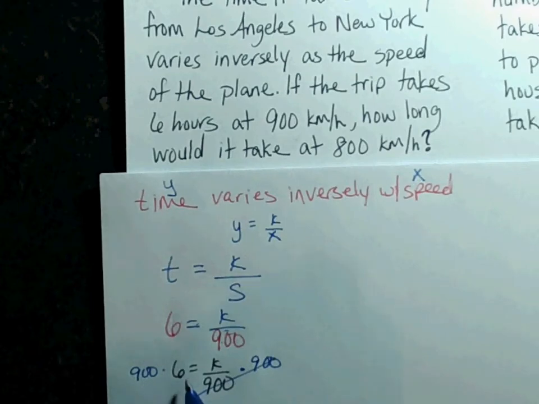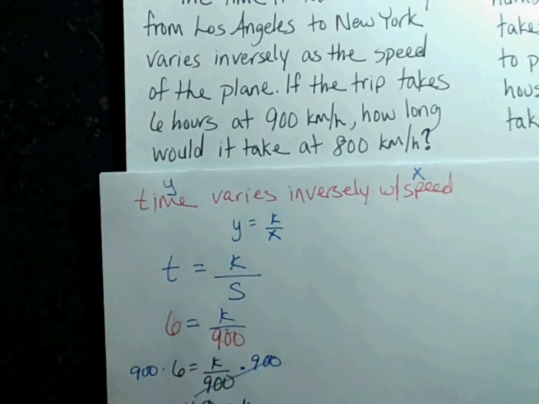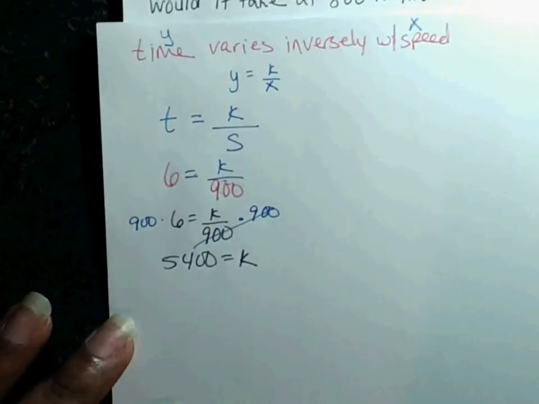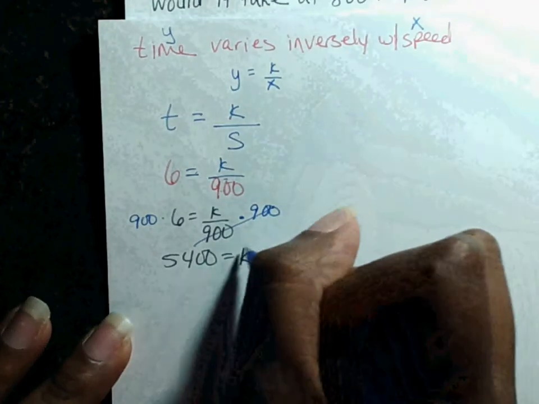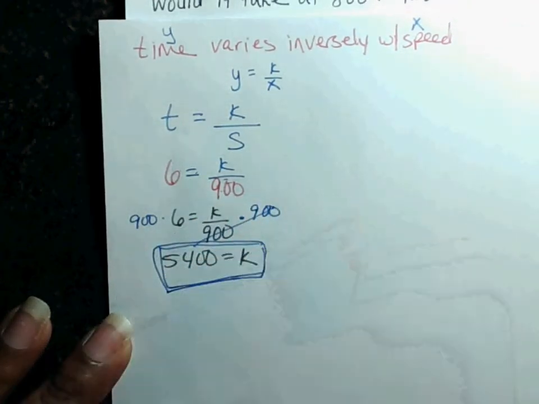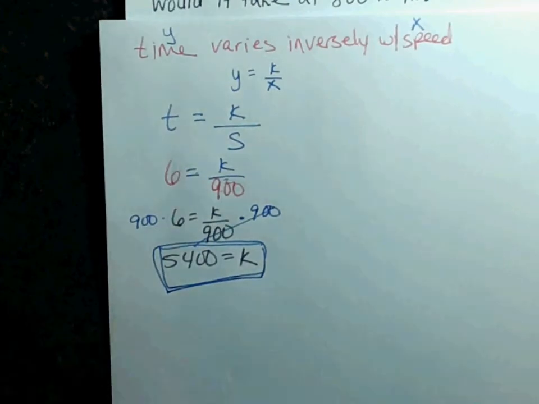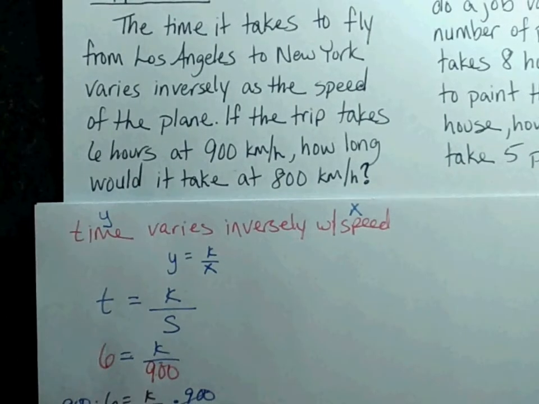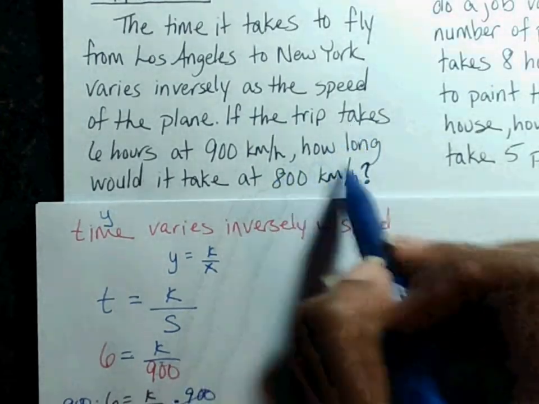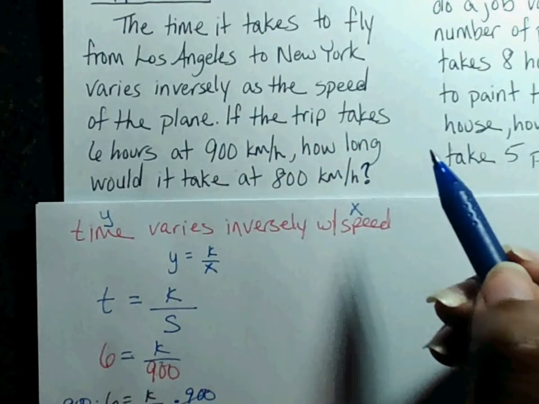Right here, 900 times 6. I'm thinking about it. I'm doing the math in my head. You can't see that. Okay. So yeah, 5400 is your k. What do you do after you find your k? You use it with your half pair. So my half pair is in my question always. So my half pair in this case, how long will it take at 800 kilometers?